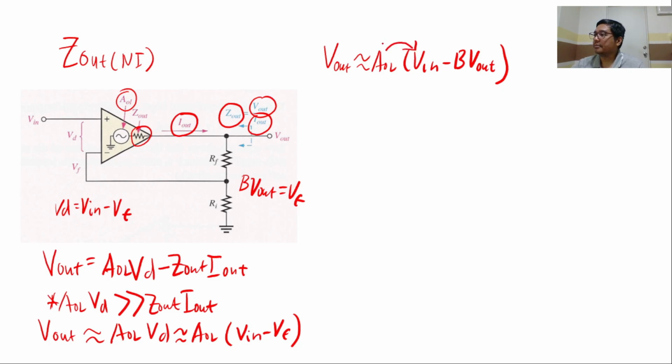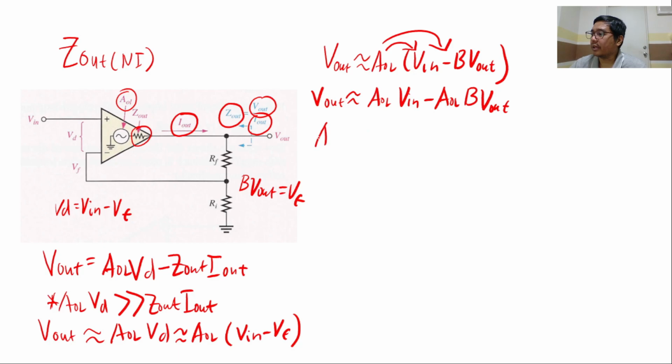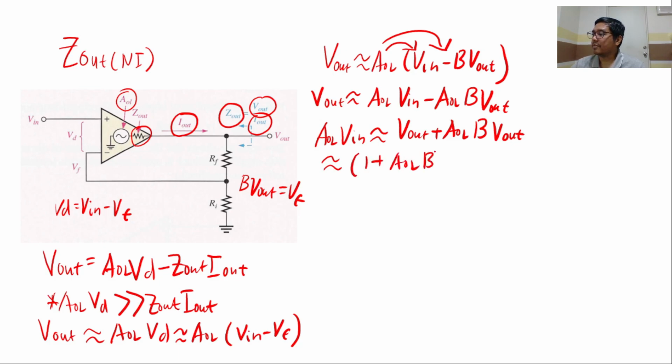Distributing AOL, we have Vout approximately equal to AOL times Vin minus AOL times B times Vout. Writing the equation for AOL Vin, it is approximately equal to Vout plus AOL B times Vout. And then factoring out Vout, we have 1 plus AOL times B, times Vout.